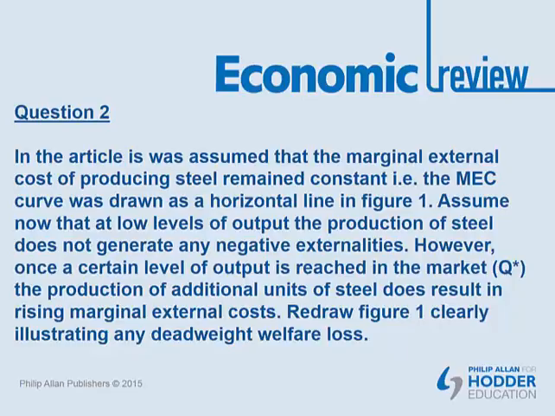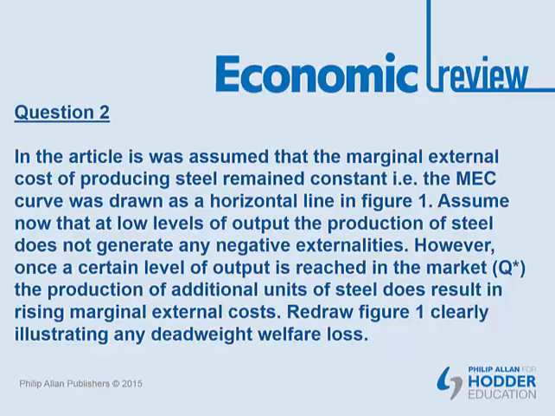In particular, these are just two short videos I'm going to do based on the questions on John Sloman's article on climate change. So first of all, if we look at question 2, a quick resume. If we look at figure 1 in the article, it assumes that the marginal external cost of producing the steel is constant, so the marginal external cost is drawn as a horizontal line.